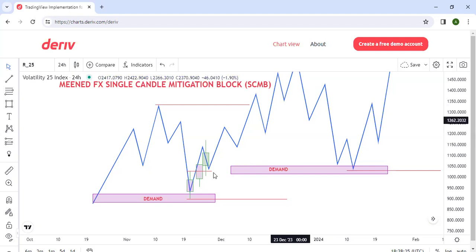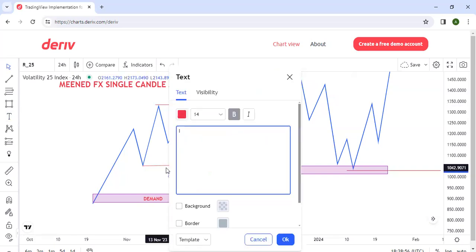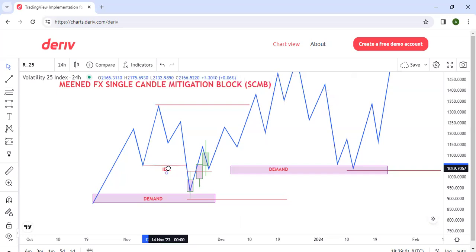So this is structure, and then we have our inducement here. This was our inducement, which was taken. Inducement, IDM, was taken here. And then we have this demand zone around here. This is a demand zone that we want price to react from, on the same time frame.